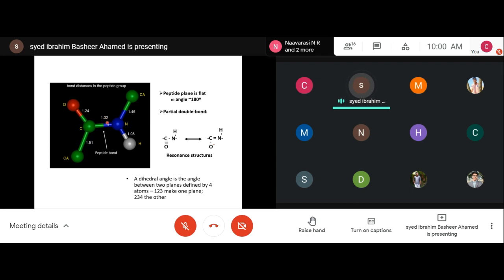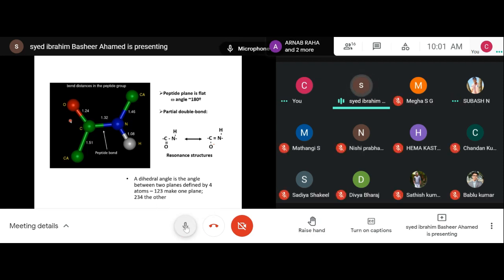As a result, this peptide unit will always be in planar configuration, and the carboxyl group and the amide group will always be in trans configuration. Is it clear, students? Yes, sir.